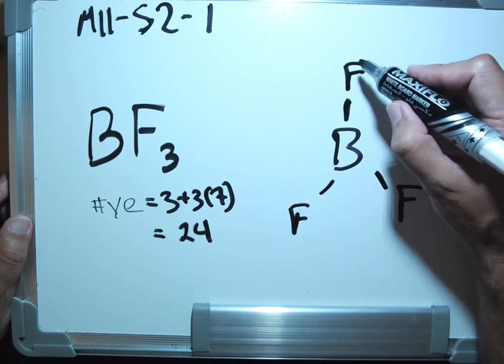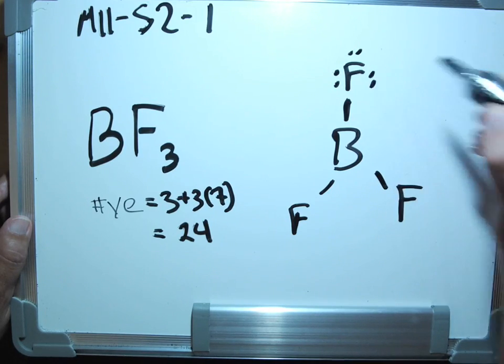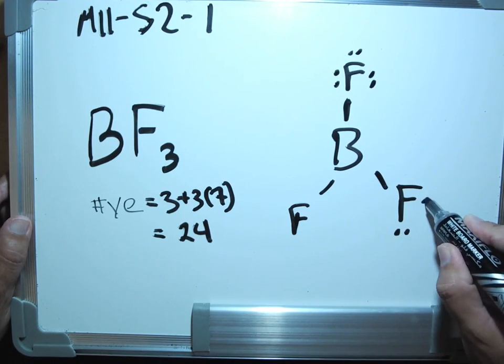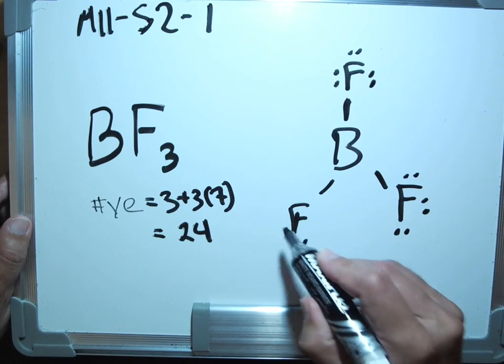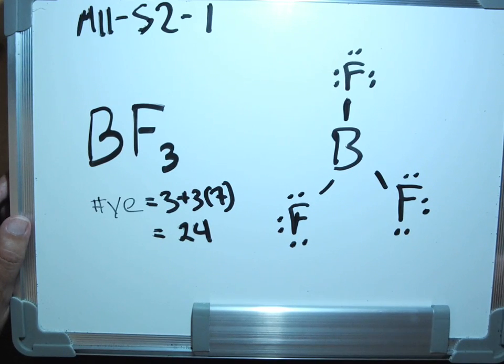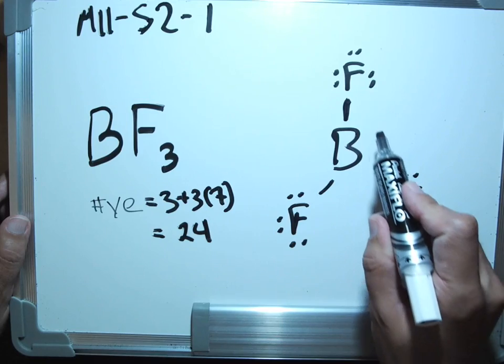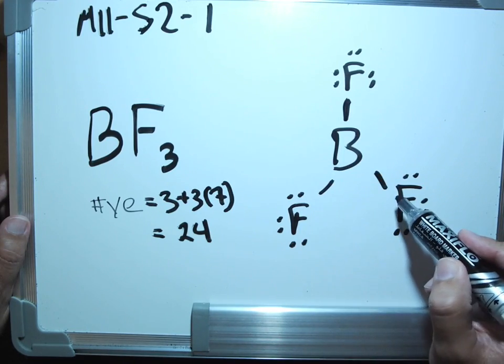We'll give everything an octet that needs an octet here. Fluorine is going to require its octet, using lone pairs on those adjacent atoms. We've now given the fluorine its required octet. We notice the boron does not have a share in 8 valence electrons. It has a share in only 6.